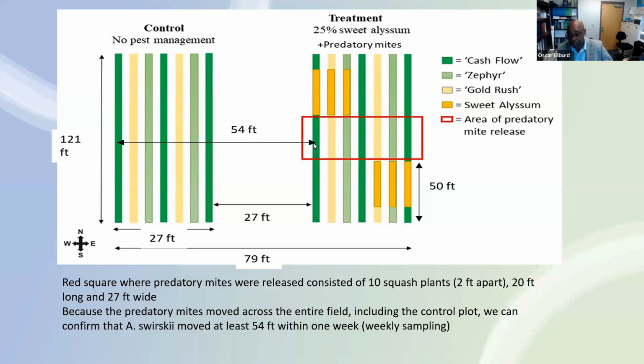Again, we did not expect the predatory mite to go all the way to the control, because these plots were 27 feet apart. But it was kind of surprising to us that the predatory mite, over a period of 6 weeks, was able to move all the way into the control, and that affected some of the results that we got from the study. So you can see the dimensions here. It not only moved across the field, but it also moved in the north-south direction. We're going to be talking a little bit more about that as we go on.